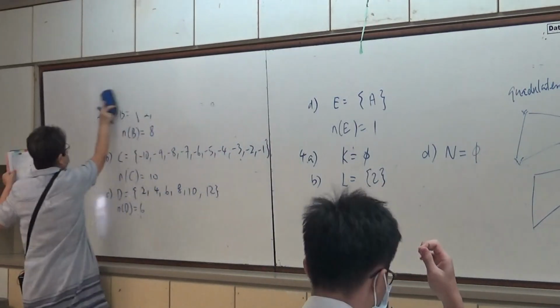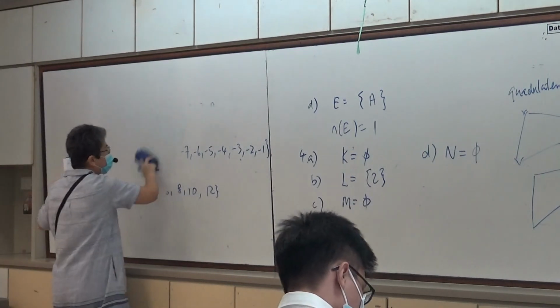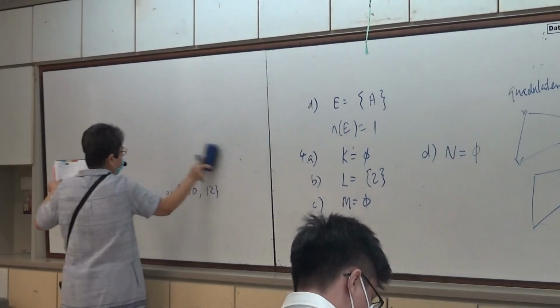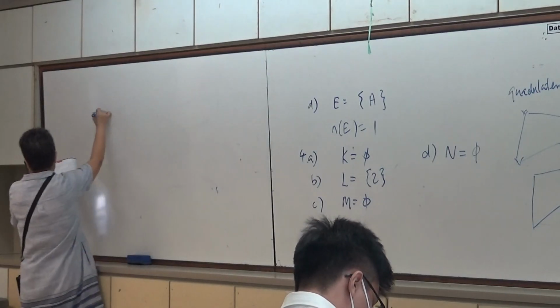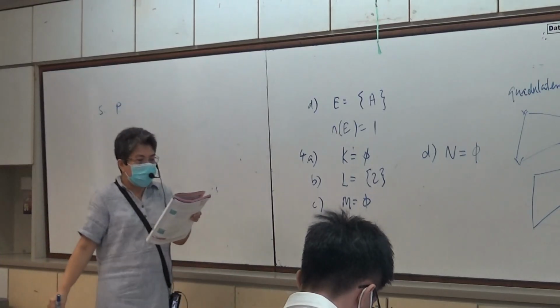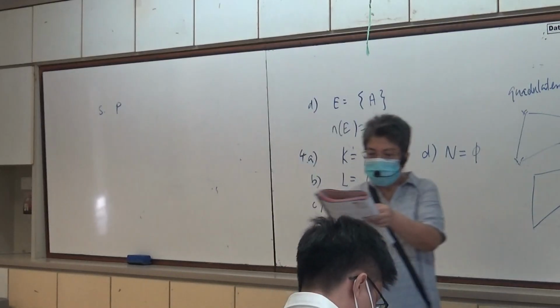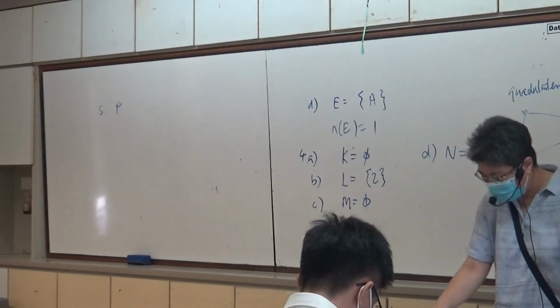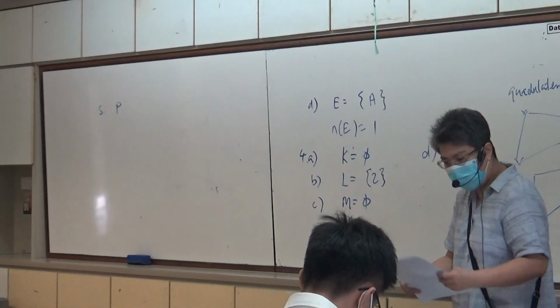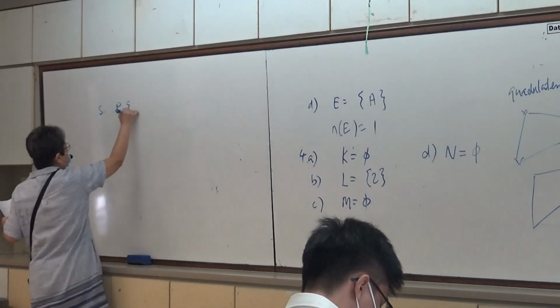All of you, let's take a look at question 5. All these must be copied down to your notebook. Question 5. P is the set of days in a week. List all the elements of P in set notation. So, days of the week. So what should this be?